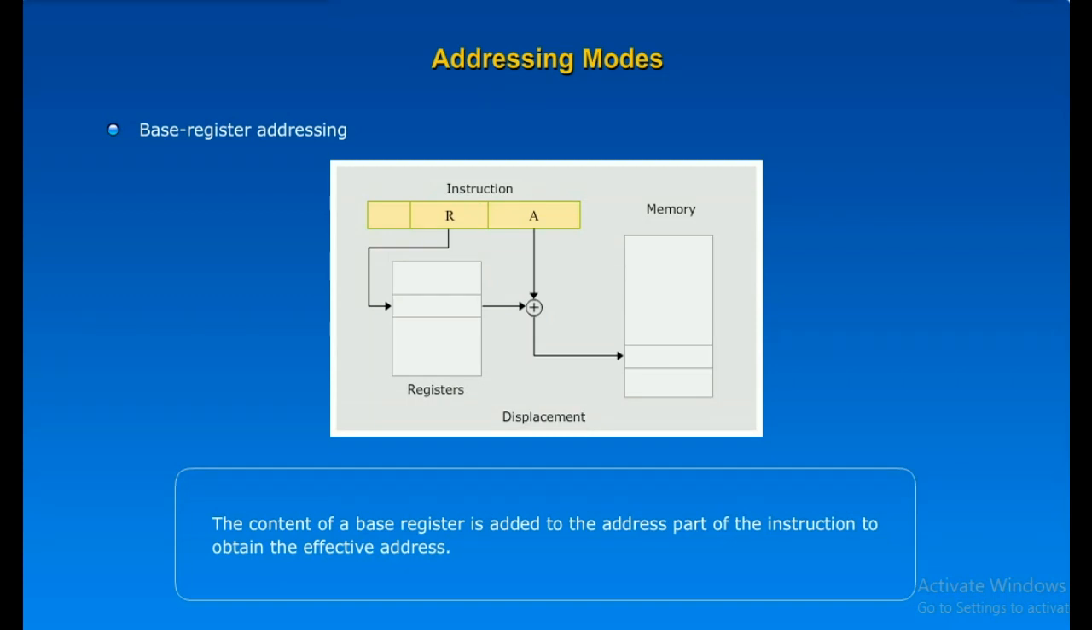Base register addressing. In this mode, the content of a base register is added to the address part of the instruction to obtain the effective address. Next, displacement addressing as indexed addressing mode. In this mode, the content of an index register is added to the address part of the instruction to obtain the effective address.